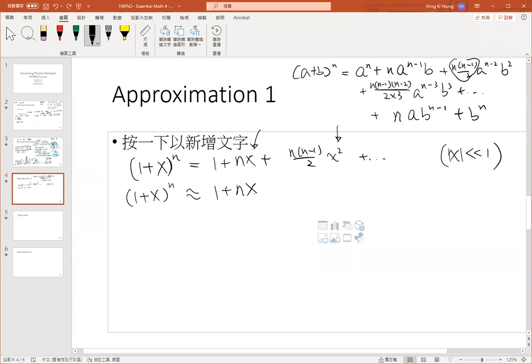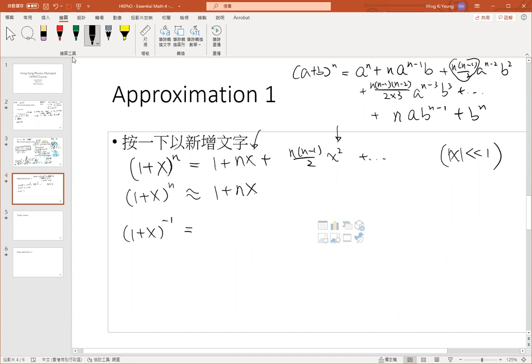I'll tell you when we need to take this approximation. Sometimes we need to take the approximation up to x squared. Okay, then let's move on. And then I would also like you to do this one. How about n is negative 1?